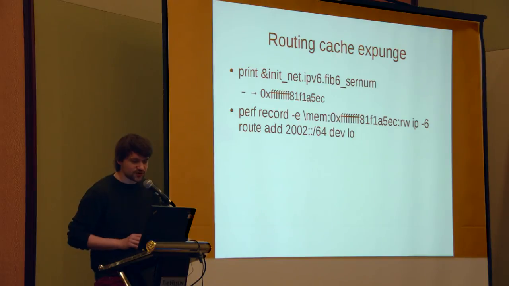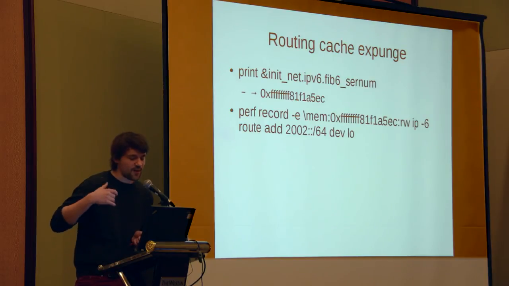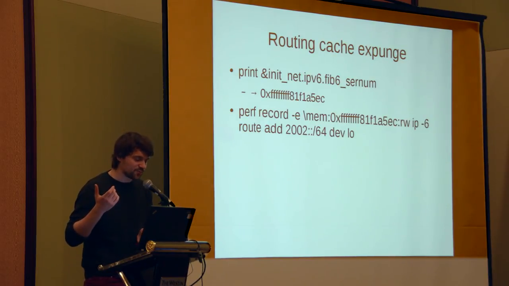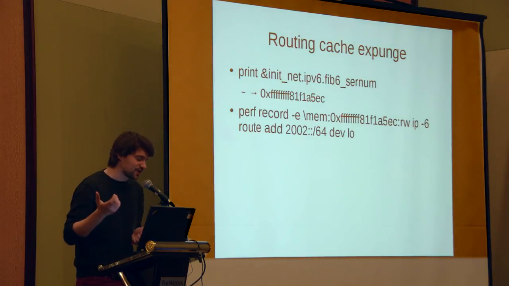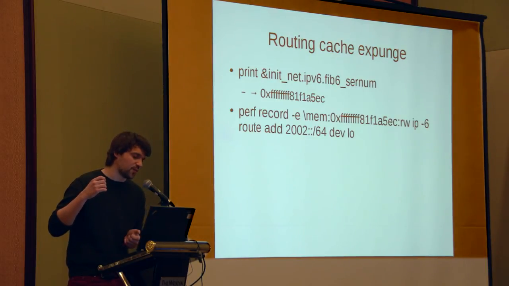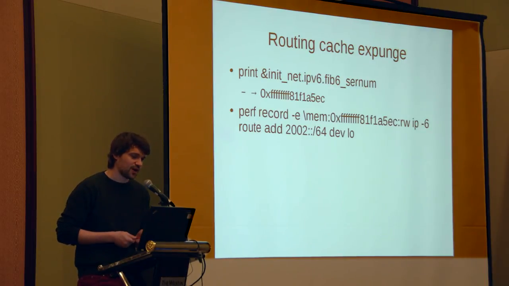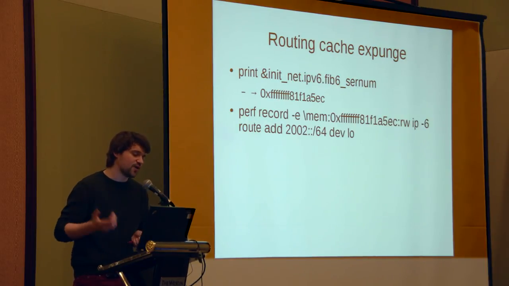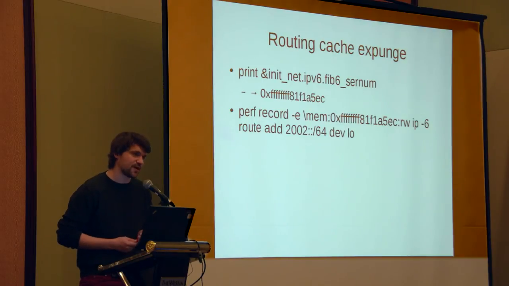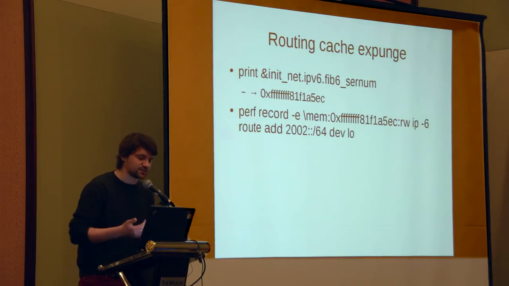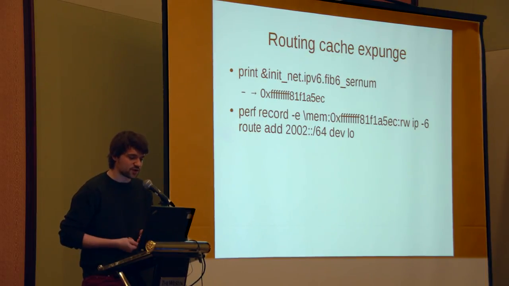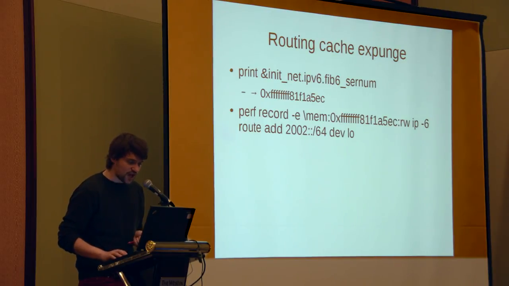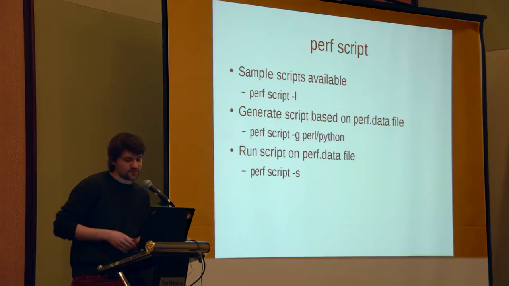You can do some other pretty cool stuff. For example, if you are in GDB, you can extract the address of the memory location of specific data, put a breakpoint on it and trace the breakpoint. In this case, we extract the FIB6 serial number, and every time the serial number is getting updated, we know that we have a full cache invalidation going on in the current IPv6 stack, and we can trace that with this command. That's also pretty handy.